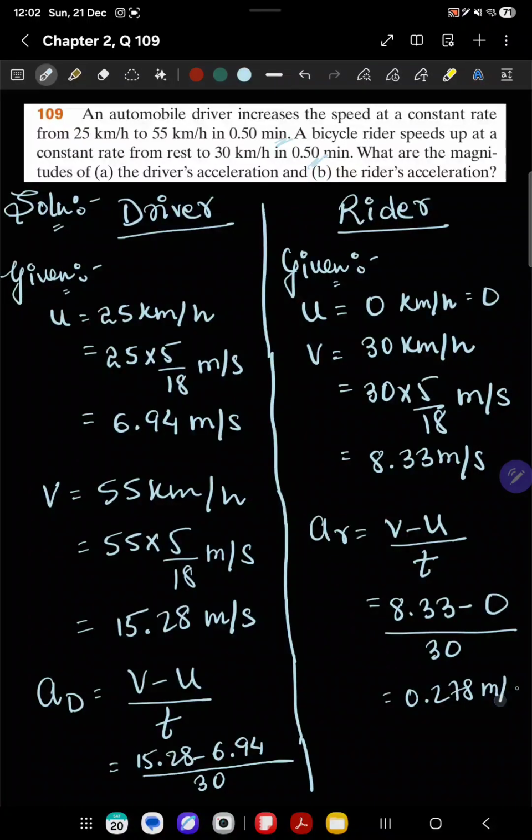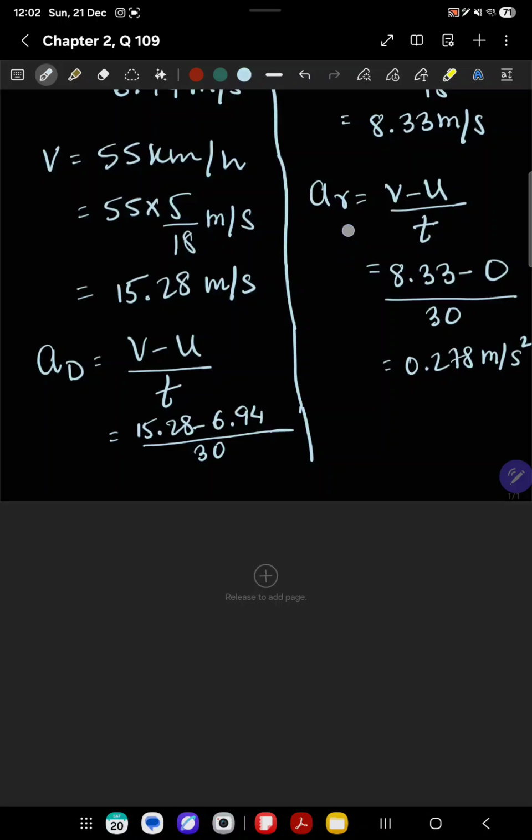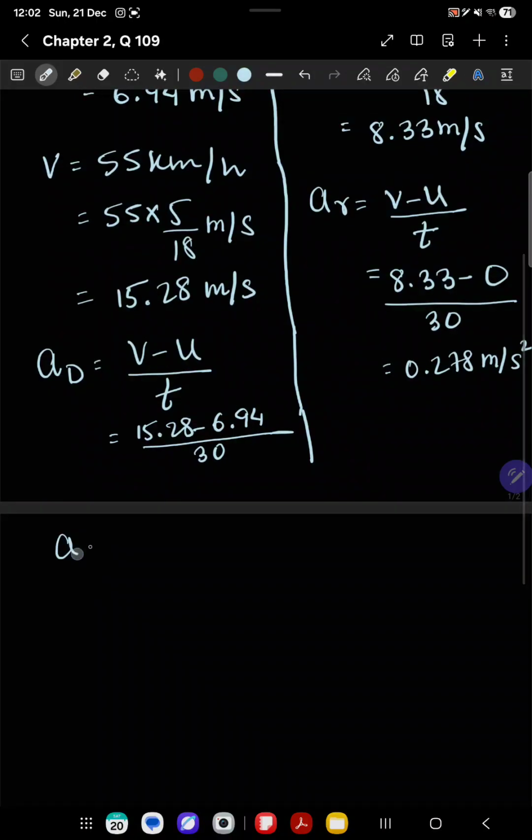So the final value that we will get for the rider is 0.278 meter per second square, and same for the driver, it will give us a value of 8.33 by 30, which will again be equal to 0.278 meter per second square. I think we'll get the same value at both places. So that will be our final answer.